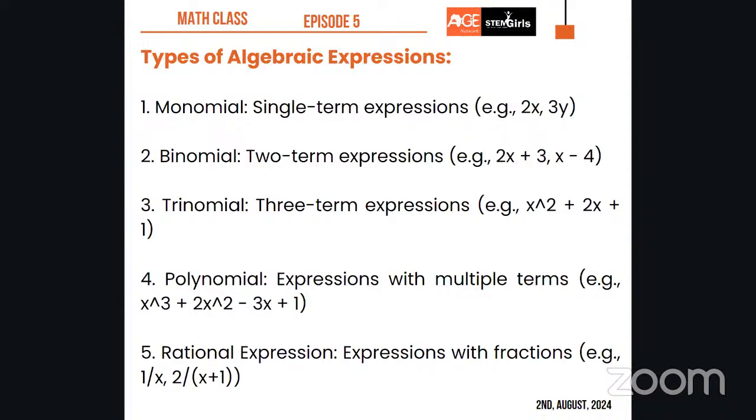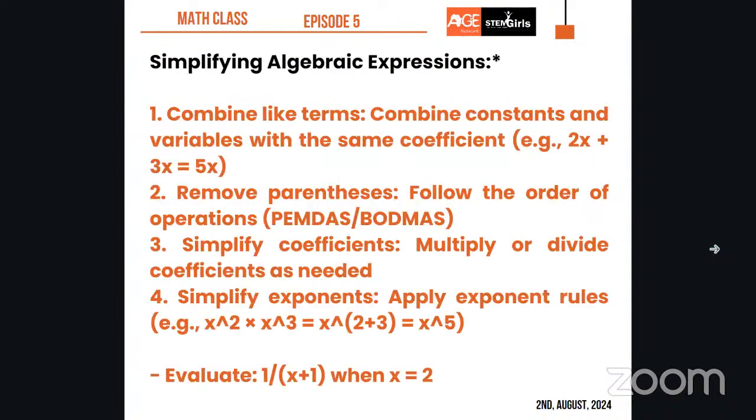Now let's go into simplifying algebraic expressions. Now we want to go into the main work of expressions. We want to see how we can use our mathematical operations with algebraic expressions. In simplifying algebraic expressions, we have different ways of simplifying. The first one is collecting like terms.